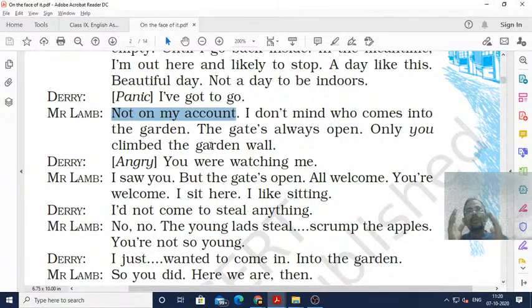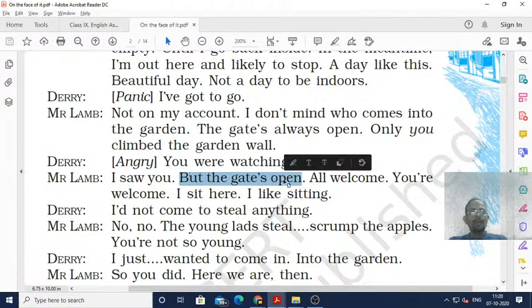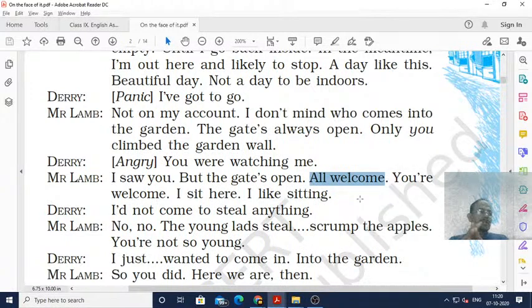So you have every freedom, every liberty to go away. I shall not stop you. Daddy becomes angry. You were watching me. Mr. Lamb, I saw you, but the gate's open. All welcome, you are welcome. I sit here, I like sitting. He said, in my garden, everyone is welcome. I do not restrict the entry of anyone in my garden. Everyone is welcome, and you are welcome as well. I sit here in the garden because I like to spend some time here.